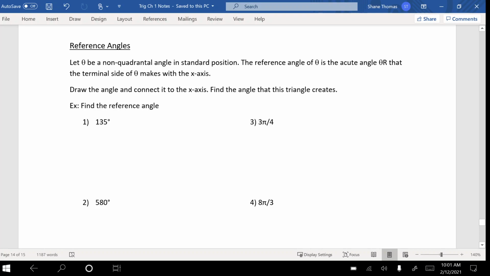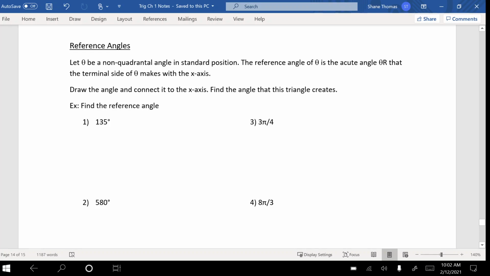Now, what happens if we're just given a random angle, like 135 degrees? We don't know how long the thing is. We don't necessarily know exactly where it's at. We can figure out where that angle goes, but how are we supposed to find the trig functions of an angle that doesn't fit into any of the triangles that we know about right now? That's where this thing called reference angle comes into play.